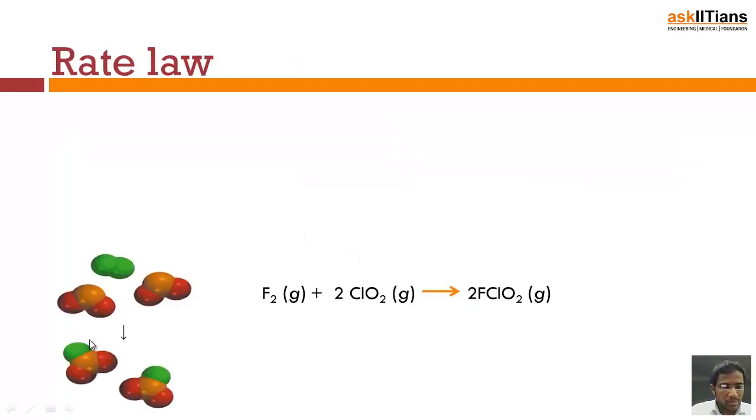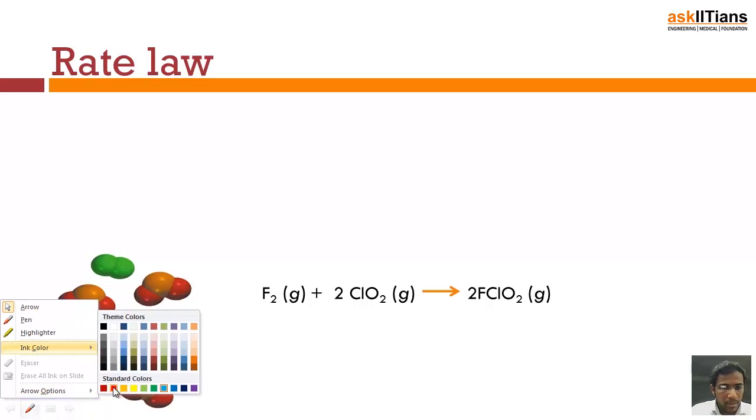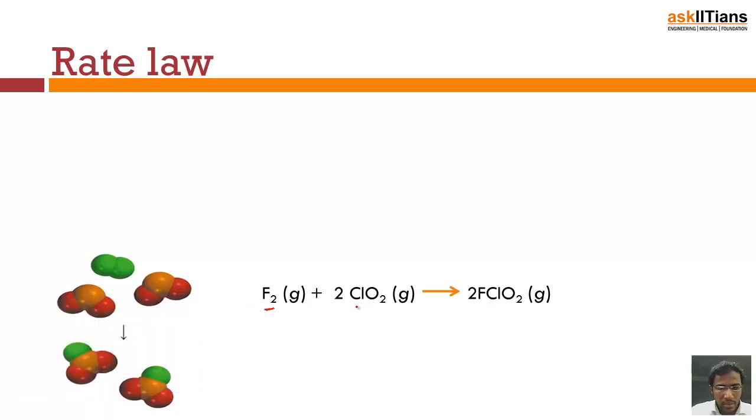Let's discuss more about this rate law. Let's take one more example. In this example, F2 is reacting with 2 ClO2 and it is giving 2 FClO2, which you can see here. This is the F2 molecule and this is the ClO2 molecule.